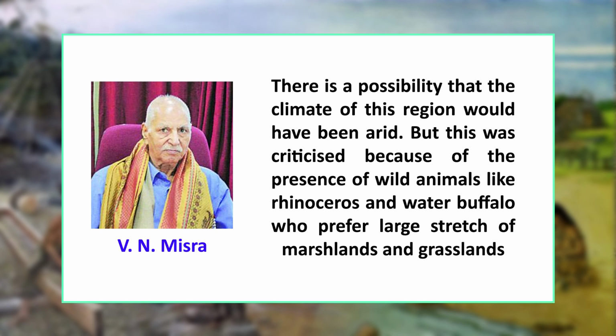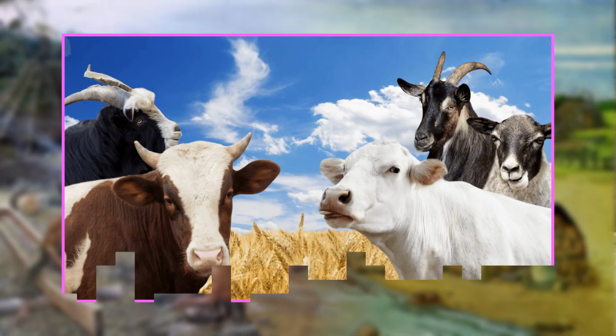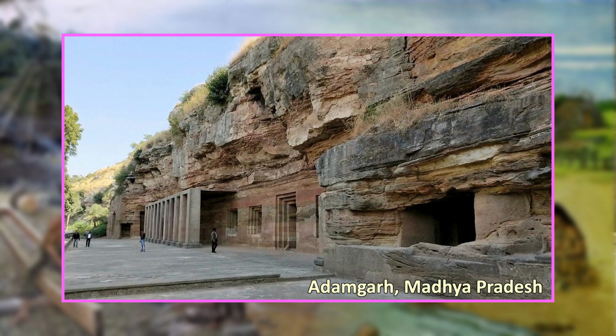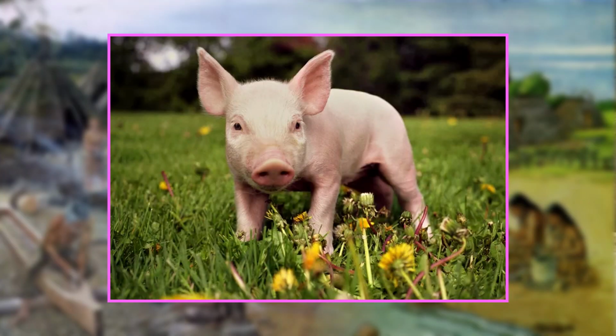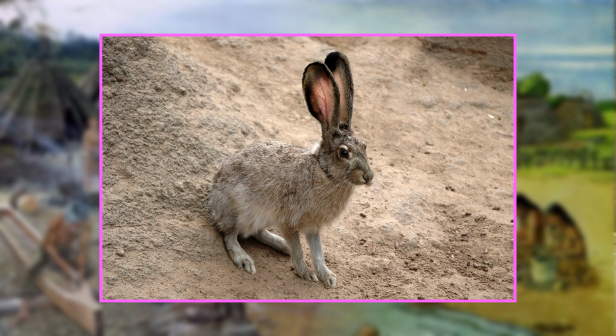Loteshwar and Ratnapur are the two sites in Gujarat from where the bones of domesticated animals like goat, sheep and cattle have been found. Adamgarh in Madhya Pradesh, on the other hand, gave us evidence of both domesticated and wild animals. The domesticated animals included pig, sheep, cattle, hare, etc.